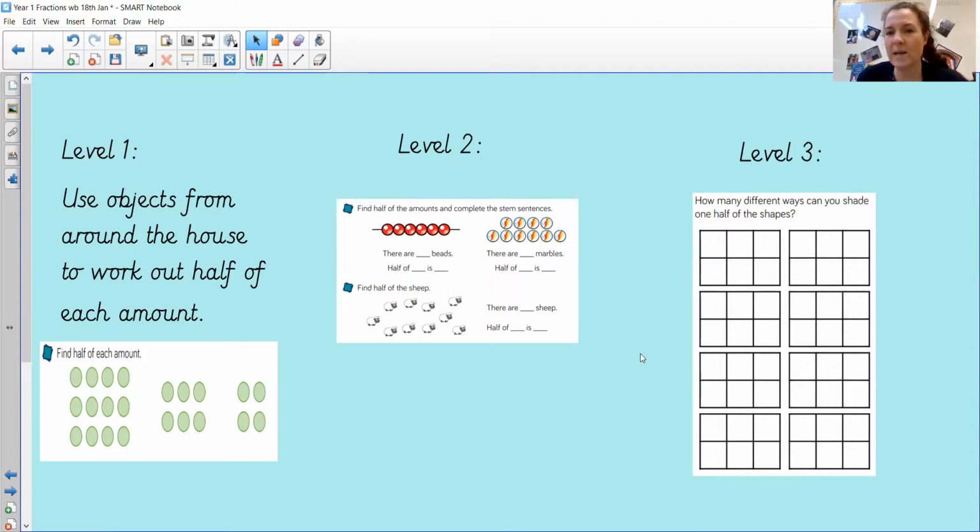So all of these will be attached separately for you. I hope you have fun working out half an amount. Now, this is a tricky concept. So do have lots of practice just finding objects and halving them. And if you do have any problems, do message your teachers and we'll get back to you.